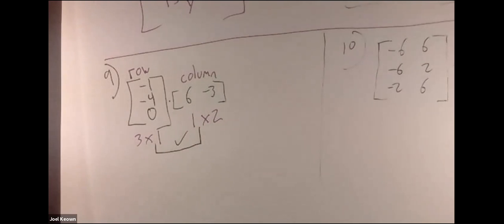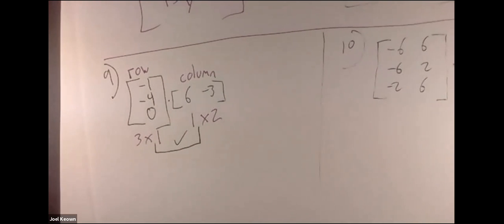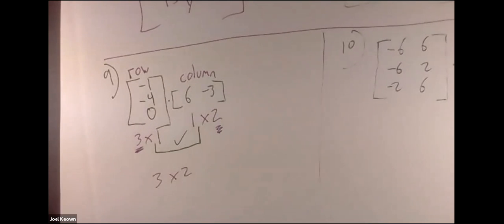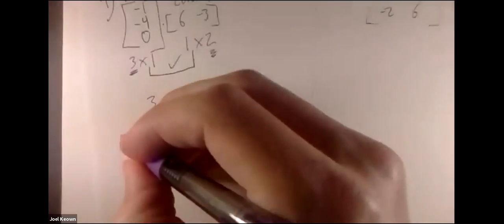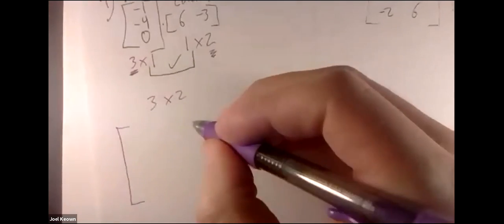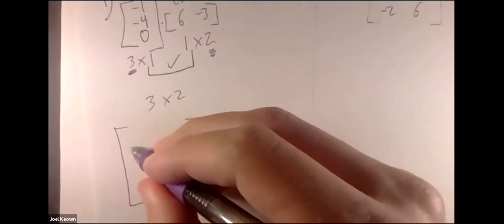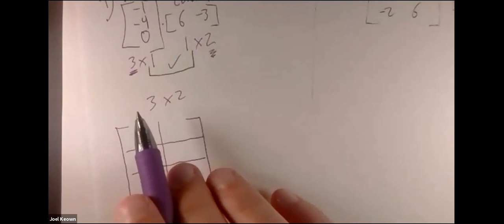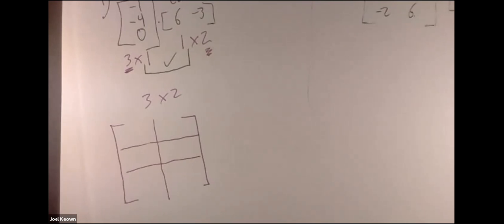Well, what is my answer going to look like? My answer is going to be a matrix, and it's specifically going to be a 3 by 2 matrix. The outside numbers give me my dimensions. So I'm going to draw a 3 row, 2 column matrix. Then we'll put lines just to help me see what this is. 3 rows, 2 columns. Okay. Well, where do I get my numbers that go in here? How do I actually multiply?